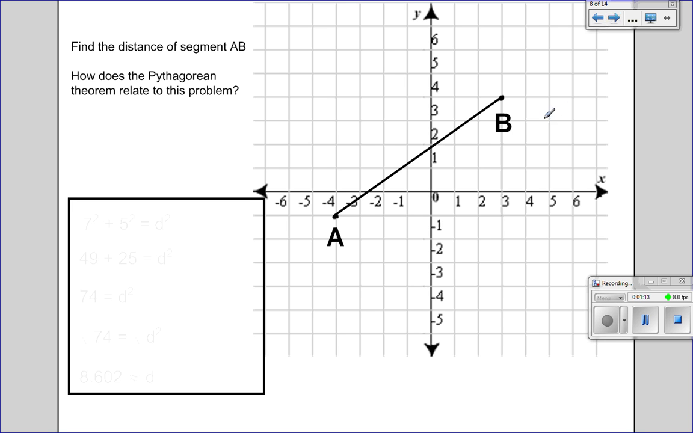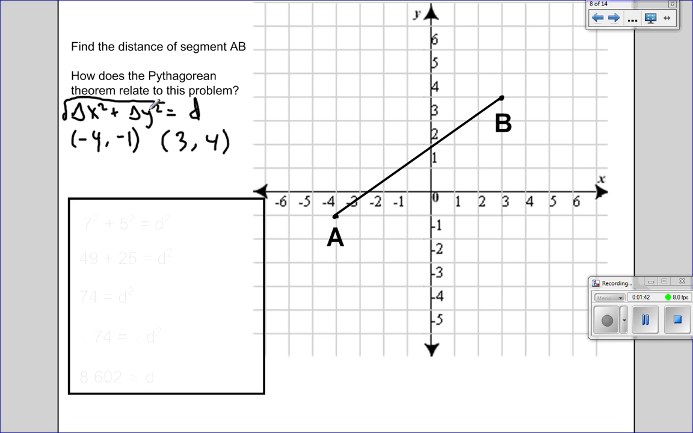So let's find the distance of segment AB. We're going to, of course, use our formula, delta x squared plus delta y squared equals d. Of course, don't forget the square root sign over all of that. So let's start by formalizing that. Point A is at negative 4, negative 1. And point B is at 3, positive 4.